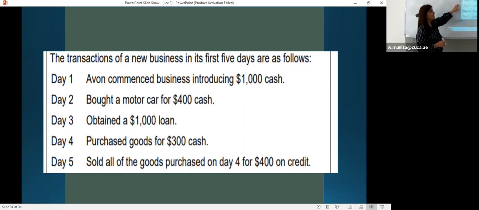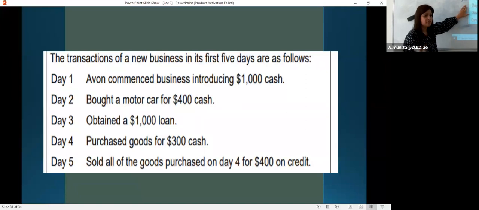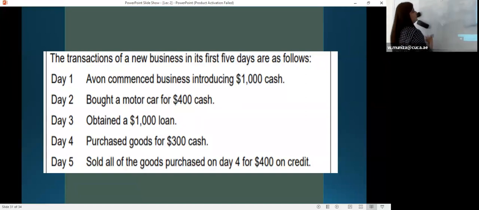Bought a motor car for $400 cash. Which thing is increasing in the business? Which thing is coming in the business? Motor car. Motor car is an asset, a tangible, non-current asset. Increase in asset, debit. So what are we going to debit? Motor car account. How much amount is it, students? 400.